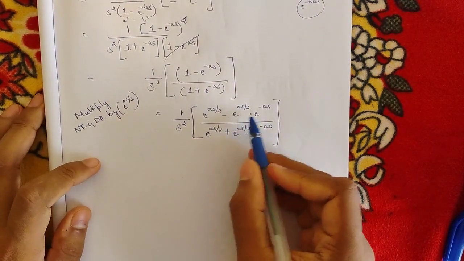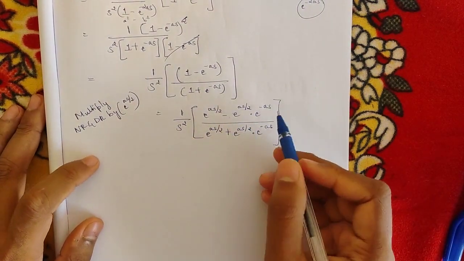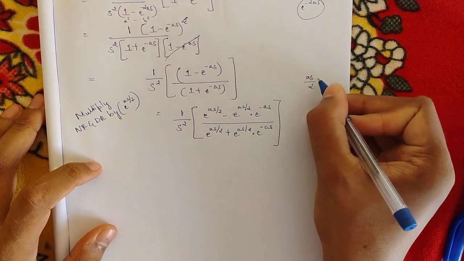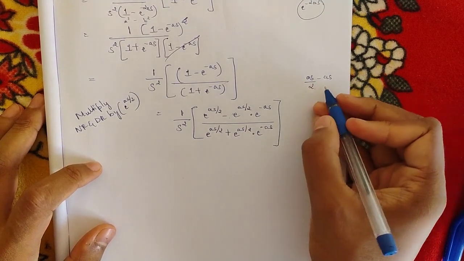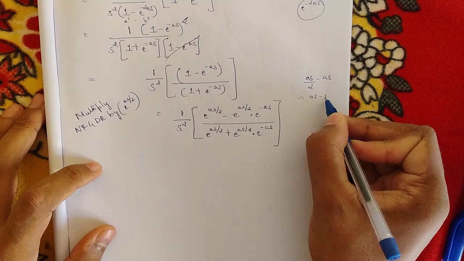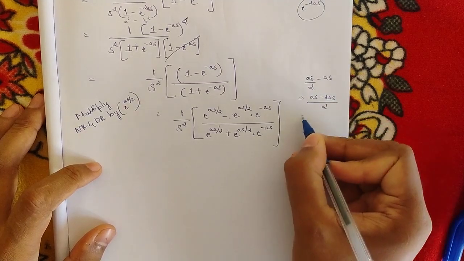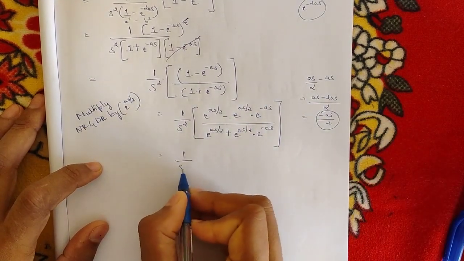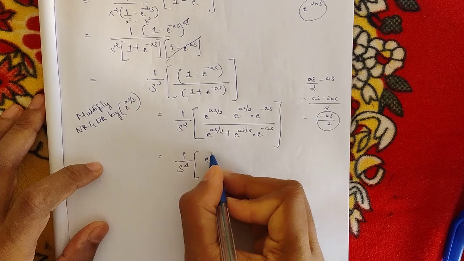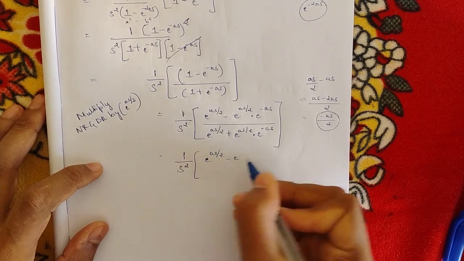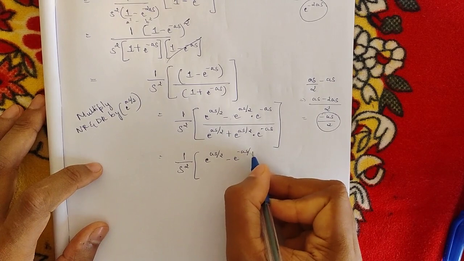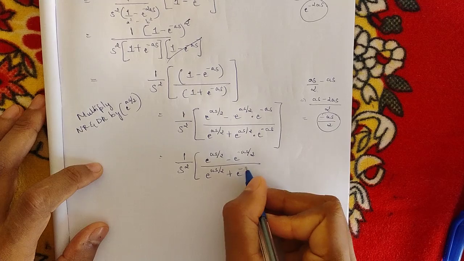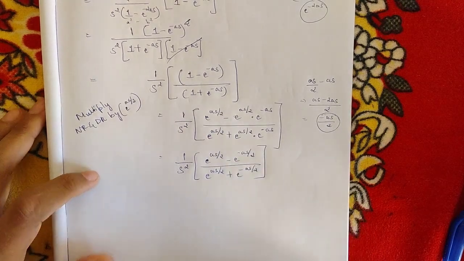Now here the base is same, the powers are different, so we should be adding the powers according to the identity. As by 2 minus as, so take the LCM and solve. Here we will be getting as minus 2as by 2, that is equal to minus as by 2. Now it will be simplified and written as 1 by s square into e to the power as by 2 minus e to the power minus as by 2 divided by e to the power as by 2 plus e to the power minus as by 2.